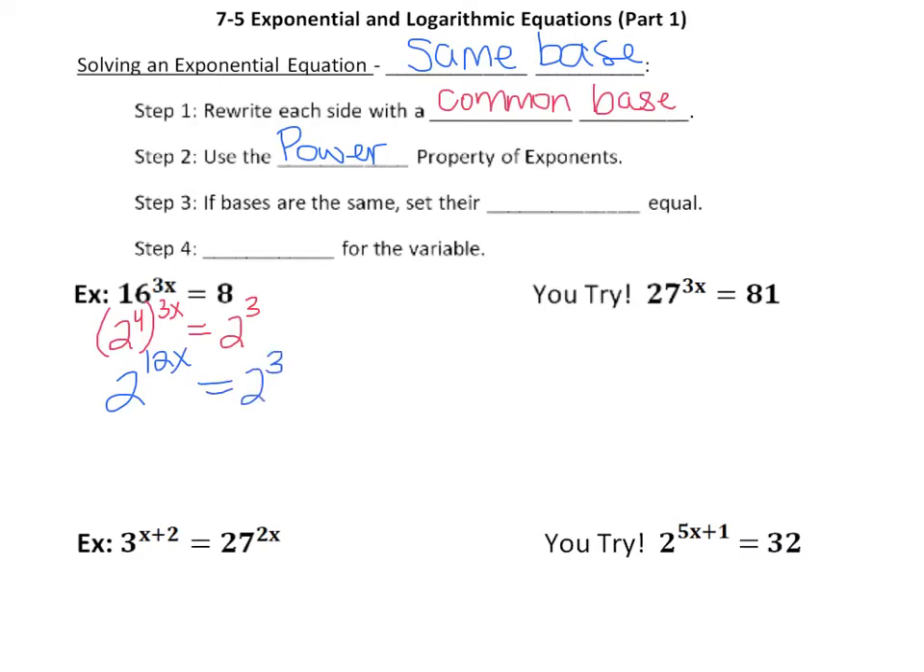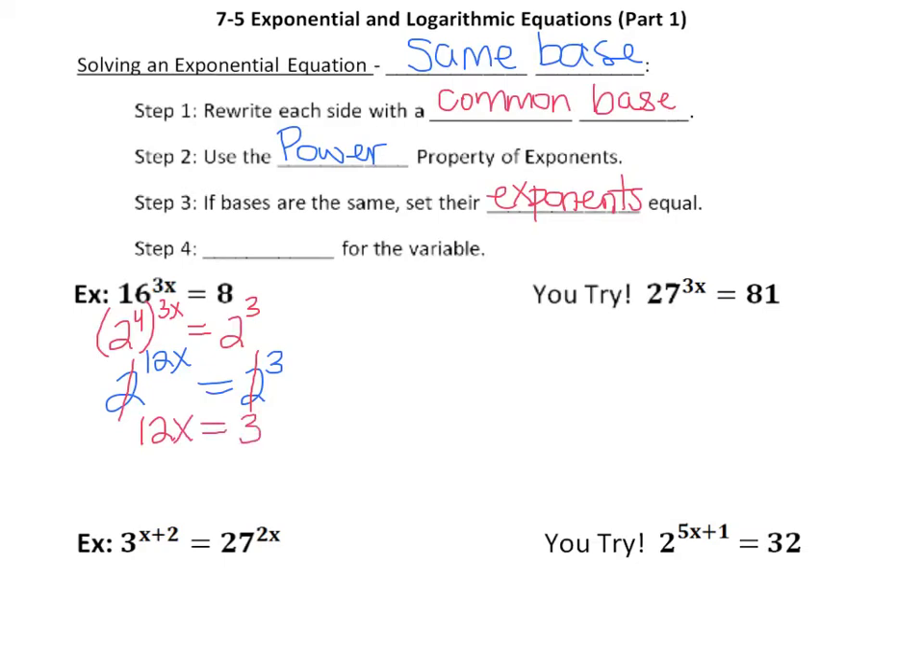If you have the same base, then you're allowed to ignore the bases and set their exponents equal to each other. So basically, I'm going to cross out these bases, and I'm going to say 12x, since that was the exponent, is equal to 3, since that was the exponent.